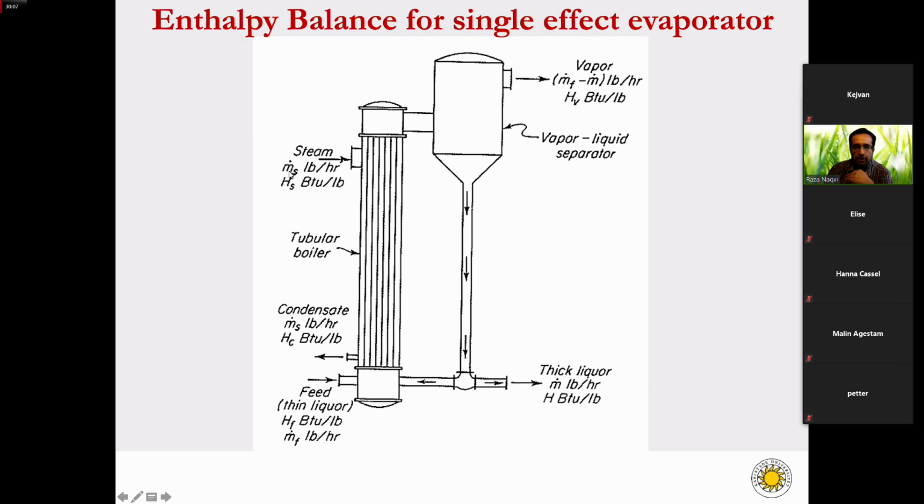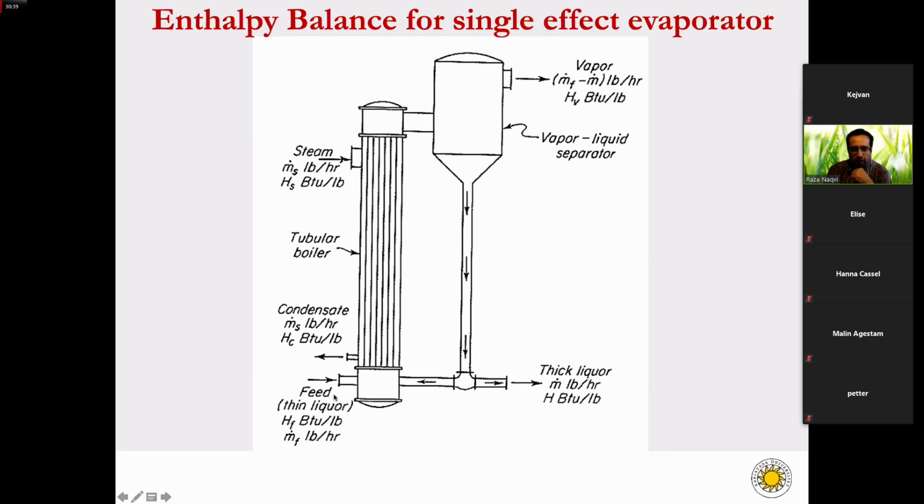So you will have the enthalpy of steam, which is hs, and the enthalpy of the condensate, because the condensate will also be at a very high temperature, but the total enthalpy will be much lesser than the enthalpy of the steam, because that difference of enthalpy is the total amount of energy that is transferred from the steam to the boiling liquid inside the evaporator. So we have to perform one mass and energy balance on the steam side.